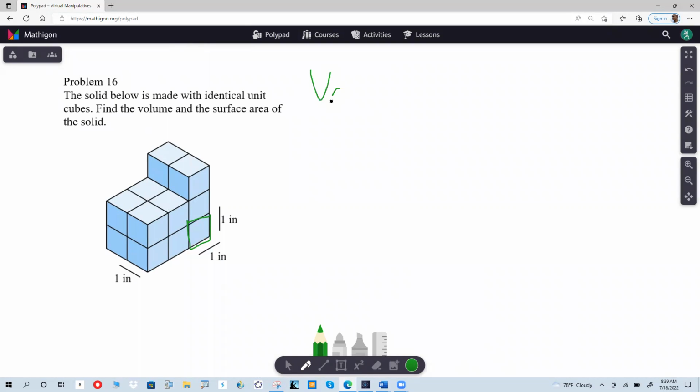The volume is going to be, I'm just going to count it like so. 1, 2, 3, 4, 5, 6, 7, 8, 9, 10, 11, 12, 13, 14. The volume is going to be 15, and that's pretty easy. And the unit is going to be 15 cubic feet. And the surface area is going to be counting the squares. All right, and we're going to do it very carefully.